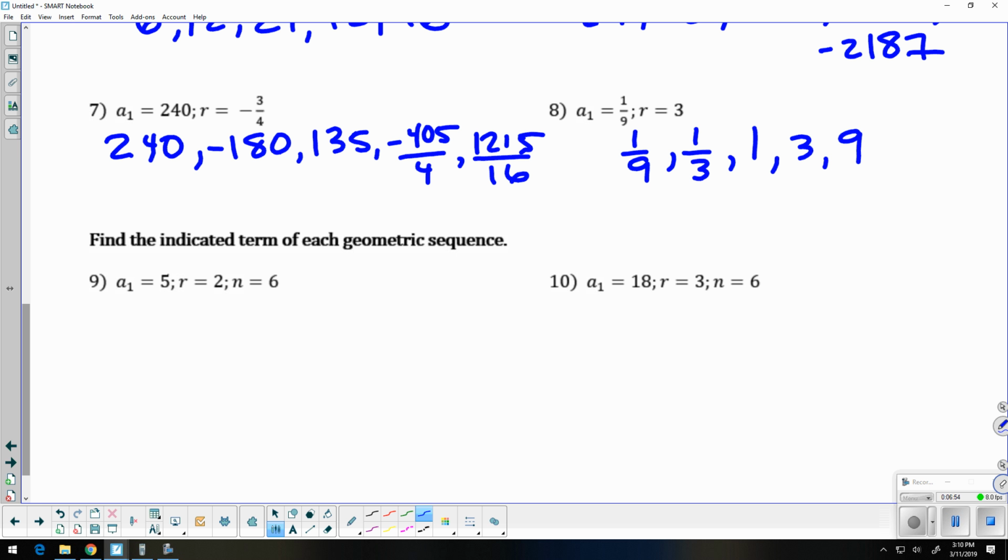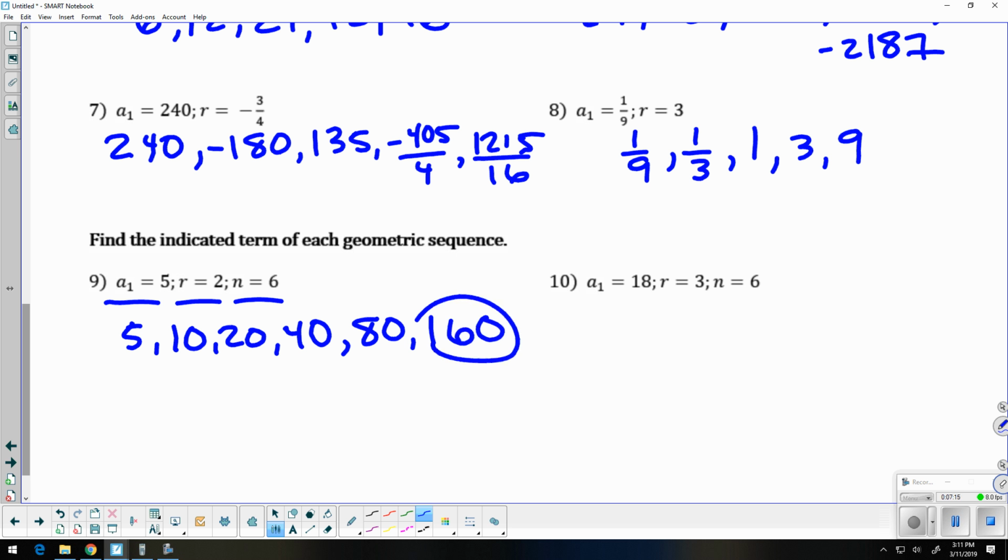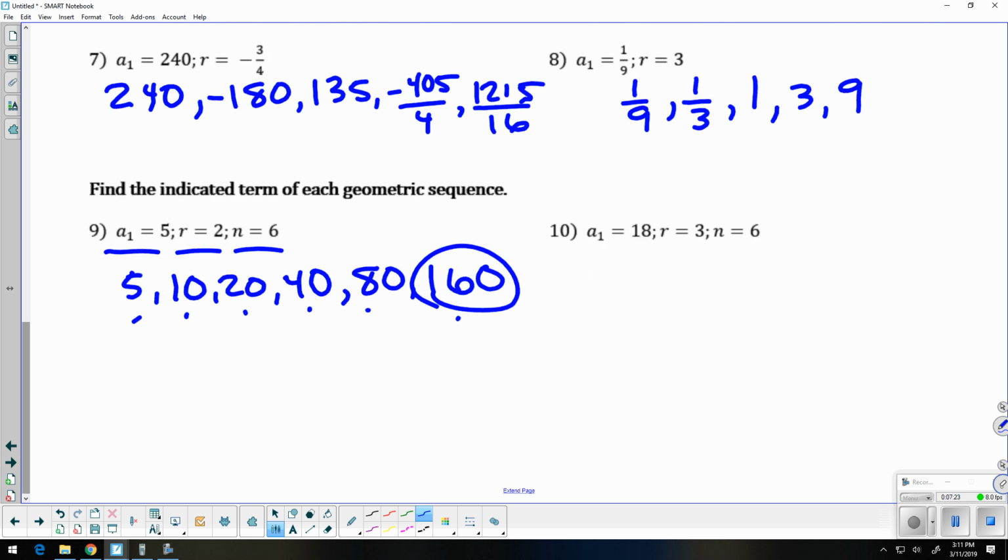These bottom examples, it says to find the indicated term of each geometric sequence. So again, how you read this, the first term is 5, we're multiplying by 2, and we want term number 6. So you could just start with 5, and then just keep multiplying by 2 until you get to the 6th term, because, I mean, I'm already pretty much there. This would be the 6th term, because again, this is term 1, 2, 3, 4, 5, here's term 6, it's 160. But you can also use a formula too, which we probably need practice with anyway.